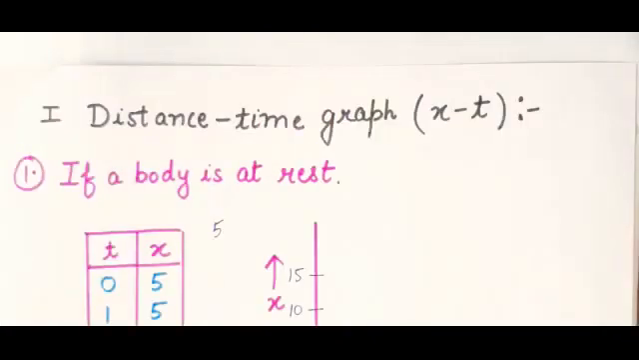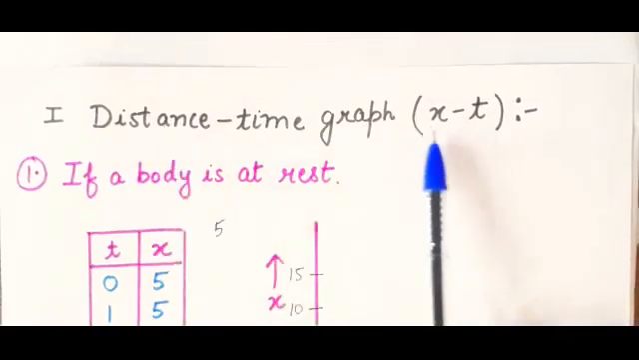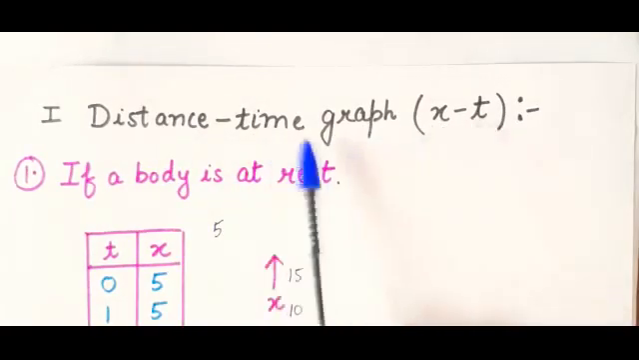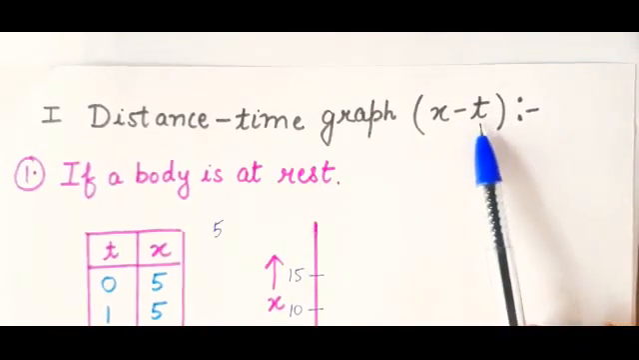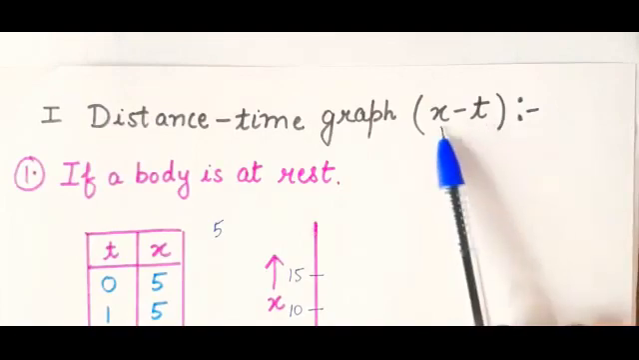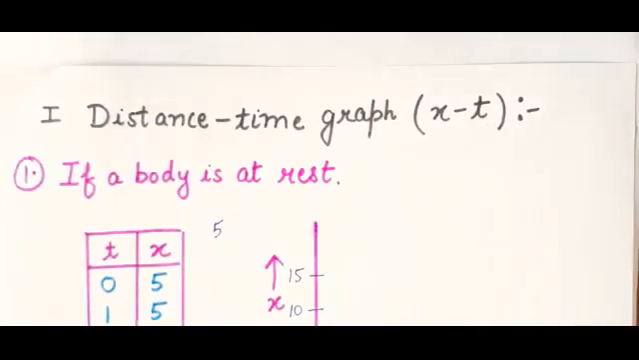So let's start with the distance time graph. The change in position of an object with time can be represented by a distance time graph. In this graph, we take time along the x-axis and distance along the y-axis. Distance I am taking as x and time as t, so we can also call it an xt graph. So in a distance time graph, time is taken along the x-axis and distance along the y-axis.